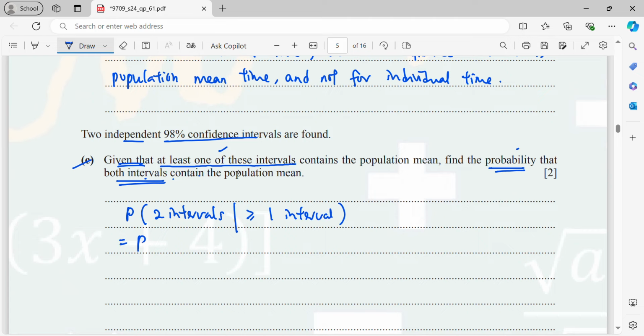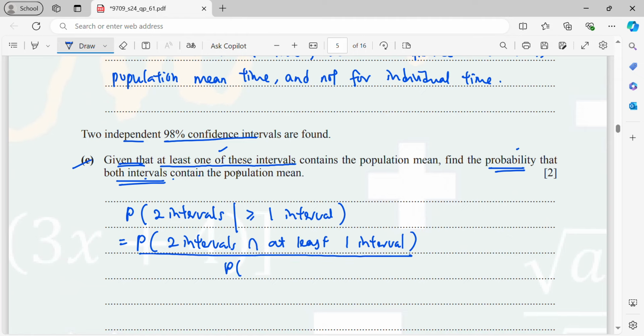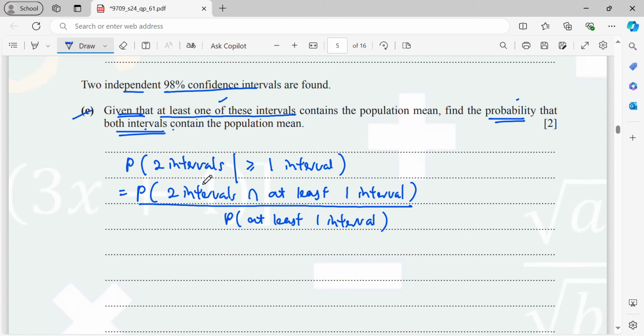right? That means this is probability of two intervals intersect with at least one interval, at least one interval contains the population mean. Alright, I didn't write in full. Over at least one interval. Okay, now when you find the intersection between two intervals and at least one interval, at least one means it can be one or two. So basically the intersection means two intervals contain the population mean.